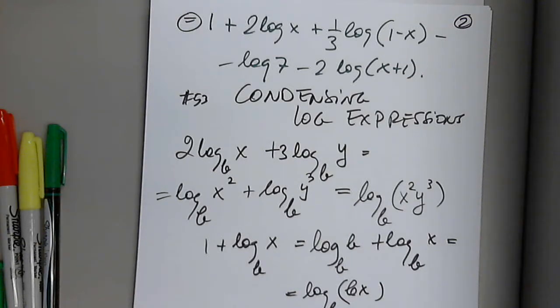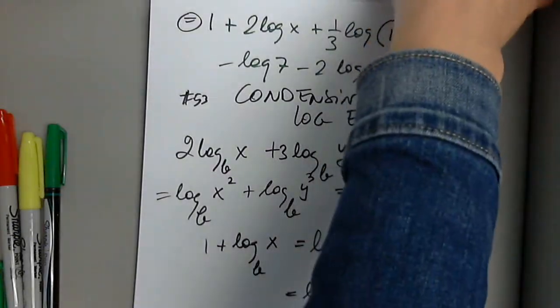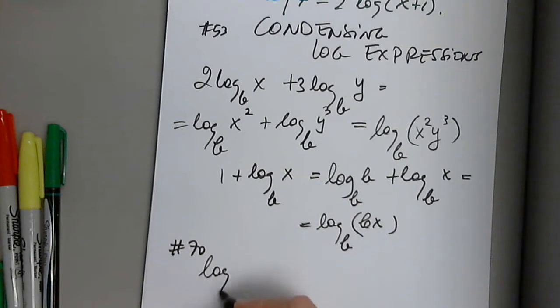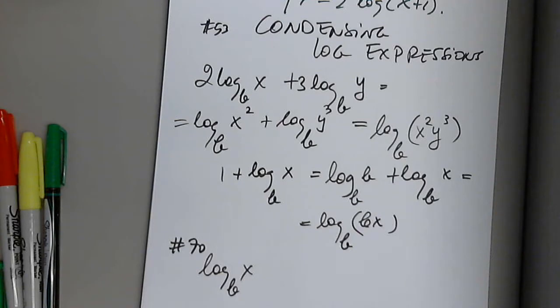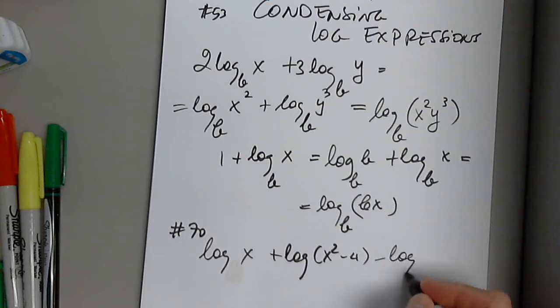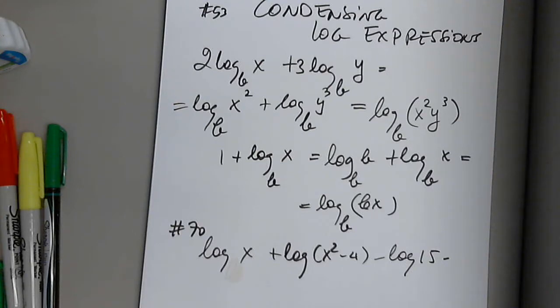Okay, problem 70. Good point. Log base b of x. No, it's base 10, it doesn't matter, but let me erase it. It's common log. Okay, common log x plus common log x squared minus 4 minus log 15 and minus common log x plus 2.